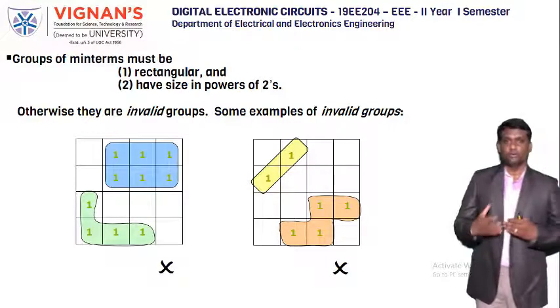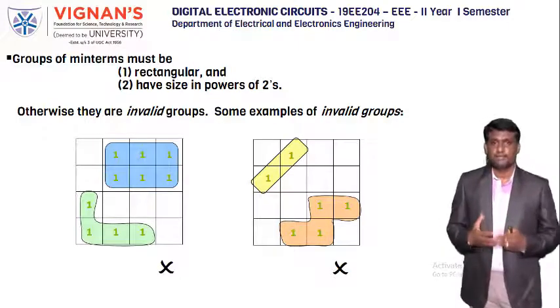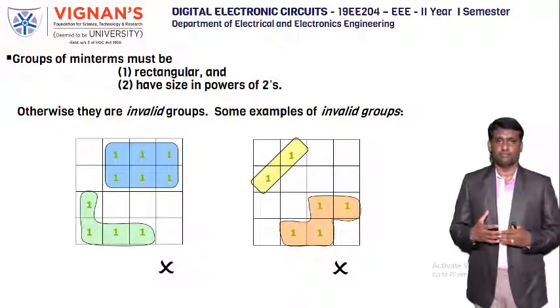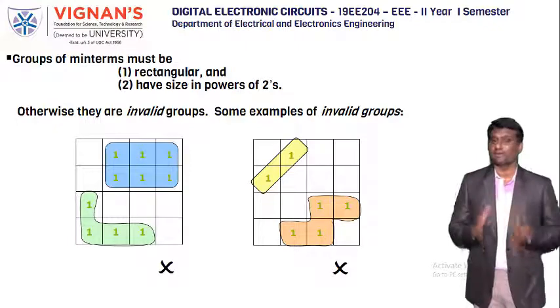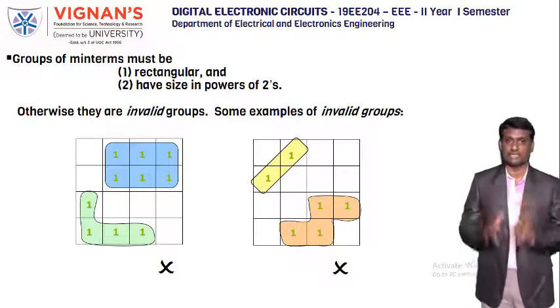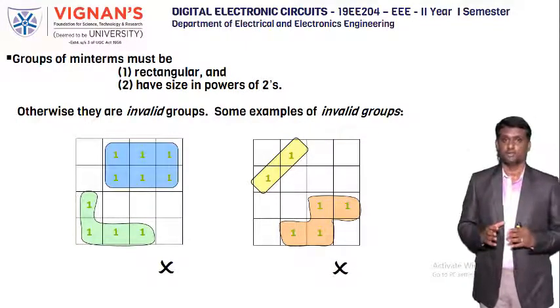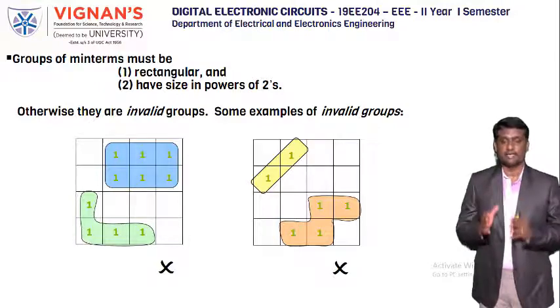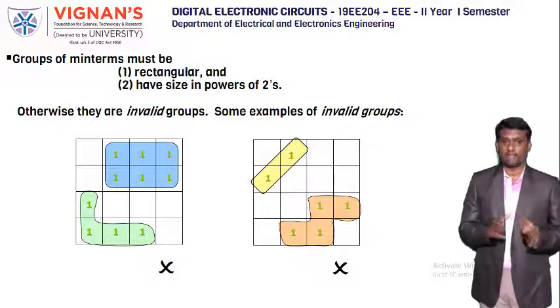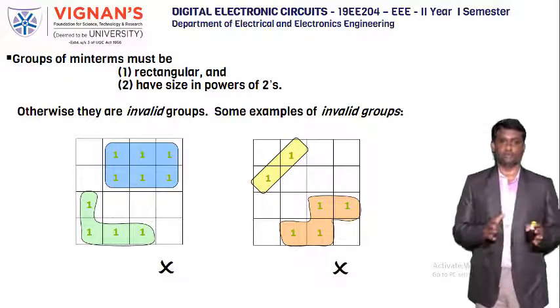So, while you are going to group minterms, we must consider powers of 2. Okay. So, here I have shown 2 examples which are invalid groups.